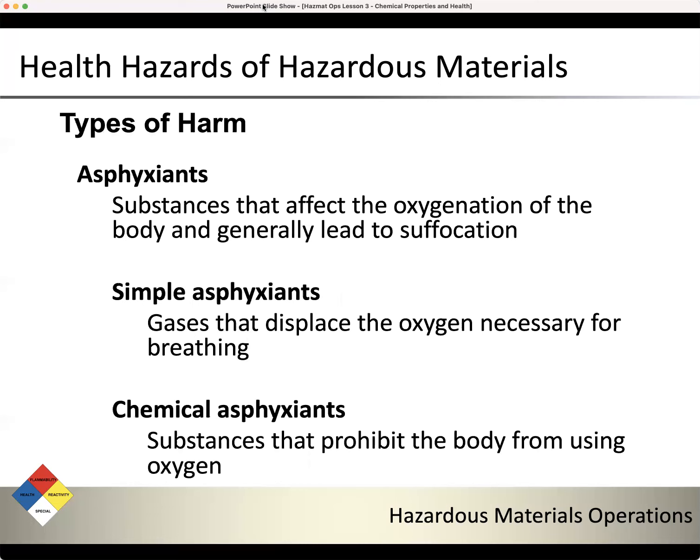Continue with the types of harm. We've talked about thermal and radiation. Now we're going to talk about asphyxiants. So what do asphyxiants do? They affect the oxygenation of the body and generally lead to suffocation.